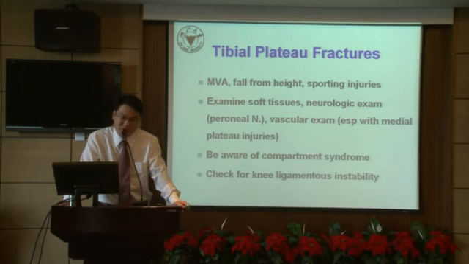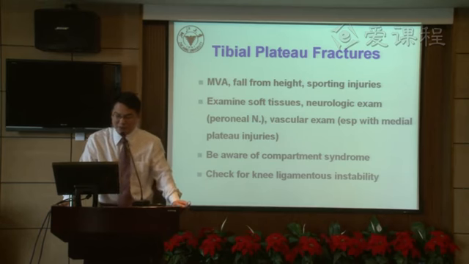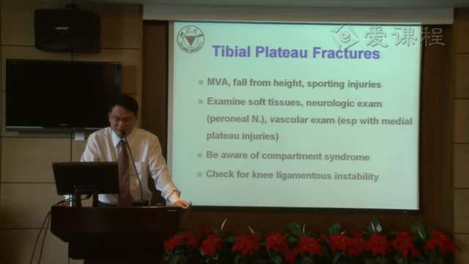As I've mentioned, there are two anatomic locations which are prone to compartment syndrome, which is a serious complication of fracture. One is the forearm, another is here, the tibia plateau fracture, in the lower leg. And also, you need to check for knee ligamentous instability. When the tibia plateau is fractured, according to a report, potentially 20 to 30% of patients will have ligamentous injury.